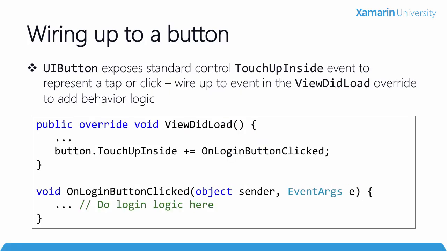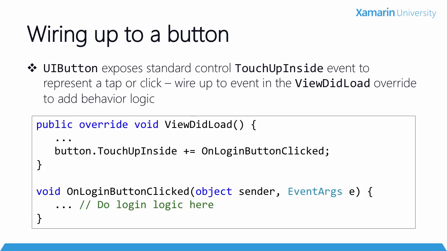So the event handler is going to be placed in the view controller code itself, and you're typically going to want to place the event handler, or at least wire it up, in your view did load method. So in this case here, you can see we're wiring up our button, touch up inside, to an on login button clicked, and then we've got some method defined in the view controller to actually handle that.